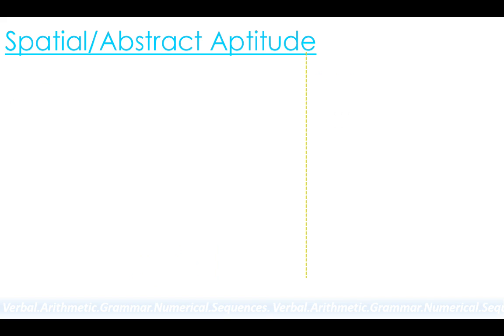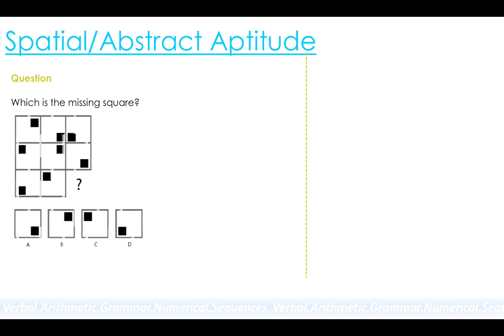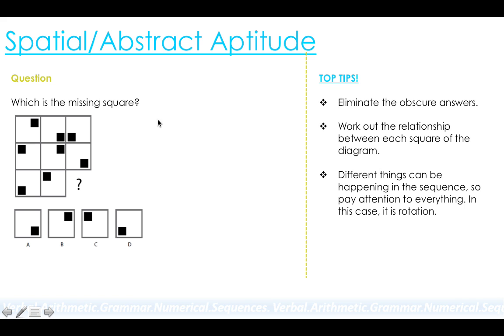Okay, so let's try some different types of IQ and aptitude questions, and these are spatial aptitude questions. These types of questions always include shapes, and the question here is asking which is the missing square. As you can see, this question mark here is showing you what square you need to find. So the top tip for these types of questions is to eliminate the most obscure answers.